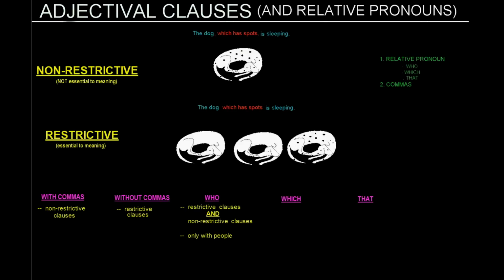Let's start with which. Here we are again with our dog example. The dog, which has spots, is sleeping. You'll see this looks just like the man who likes cheese, or if you take out this adjectival clause here and say the dog is sleeping, we know which dog we're talking about. There's only one of them. If we go to this other example here and say the dog is sleeping, we don't know who we're talking about. There are 3 dogs. We have to specify. You have to say the dog which has spots is sleeping.